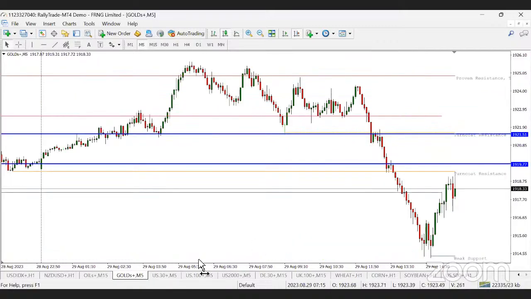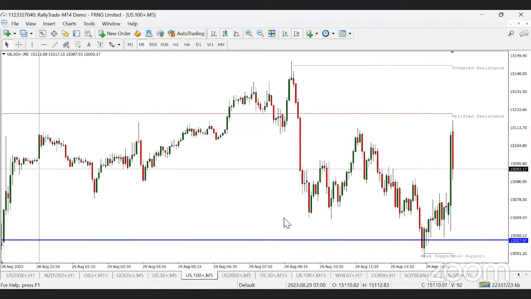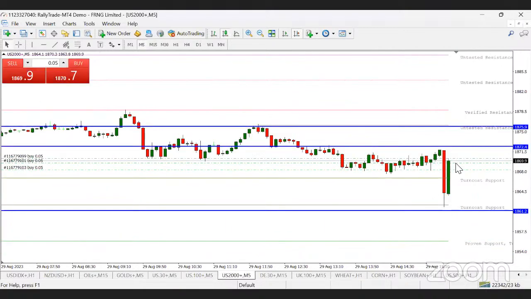So US 30 is still pushing up, and US 100 is still going to be reversing towards this. All right, US 2000, I'm already on profit on those trades that I took. That's one of the best ways you can trade US 2000, and you'll be able to make a really good amount of money.